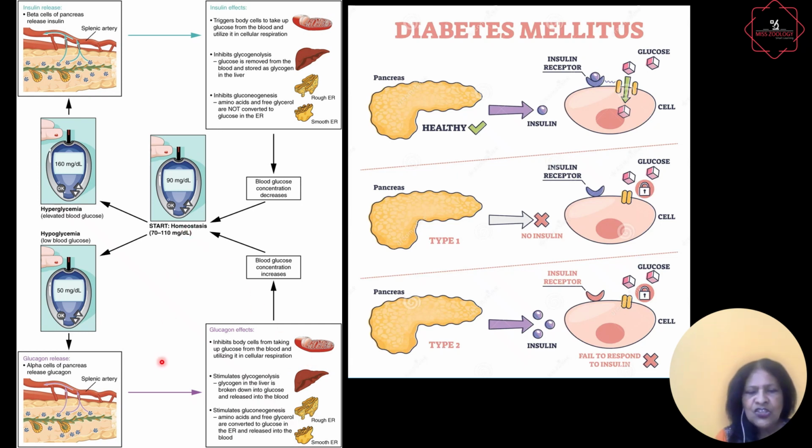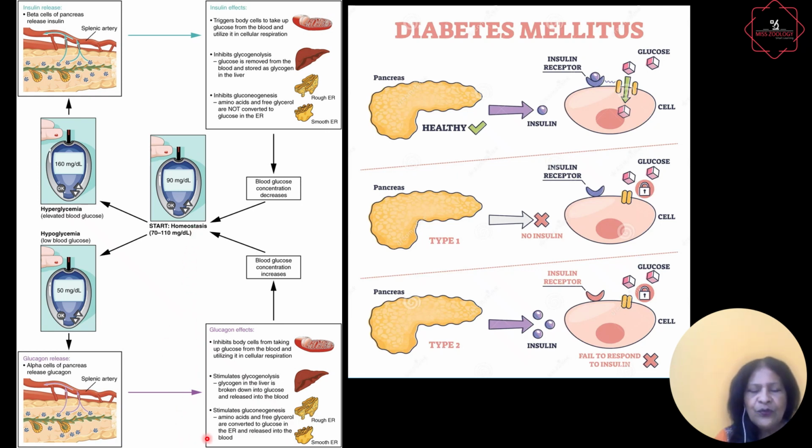The second is by stimulating glycogenolysis. So the glycogen, which is already stored in the liver, will now be returned back into circulation in the form of glucose so as to maintain the normal glucose level.